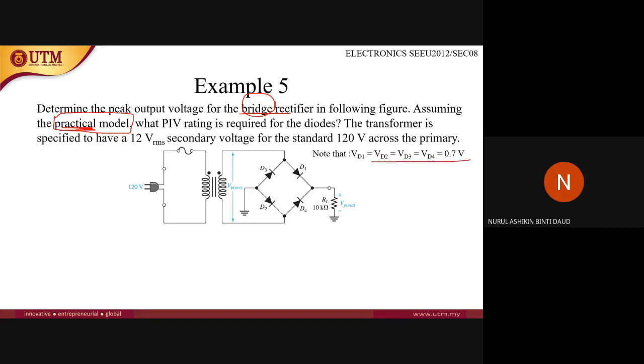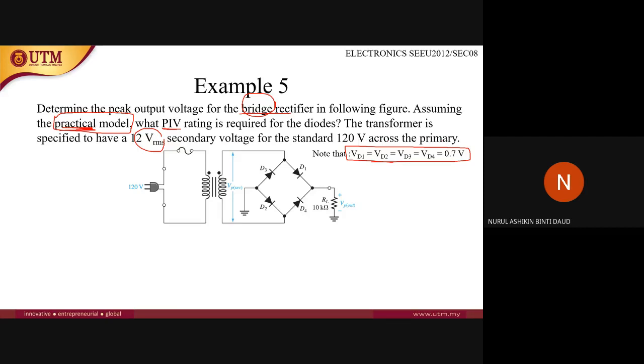Yeah. So what PIV rating is required for the diodes, and the transformer is specified to have 12 V RMS. Yeah, this is not the actual value. This is the RMS value. Yeah, secondary voltage for the standard 120 volts across the primary.